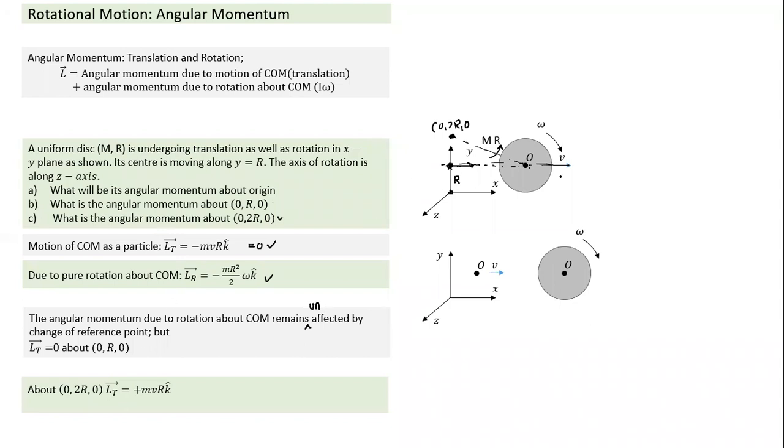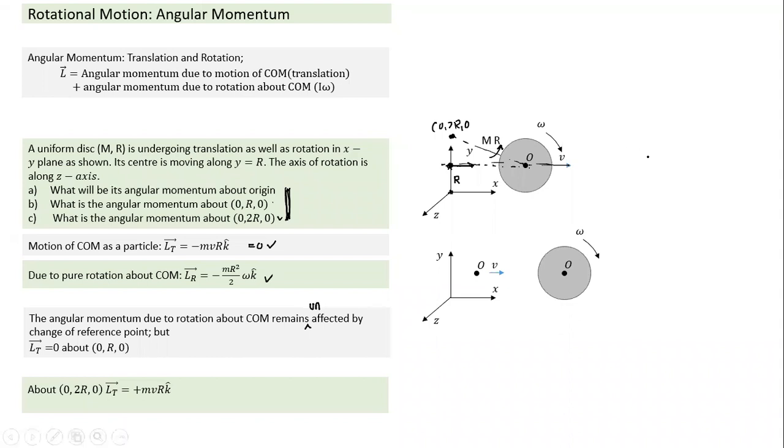Rotational angular momentum, since it's rotating about center mass, it doesn't matter what the axis is. So we are calculating angular momentum due to rotation about center mass. It doesn't depend on all three cases, that remains same. So if we understand this part, this is the most important point to understand about angular momentum of an object which is having rotation as well as translation. We'll split into two parts.